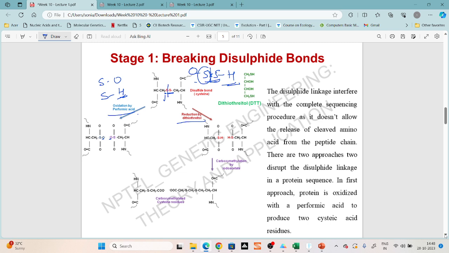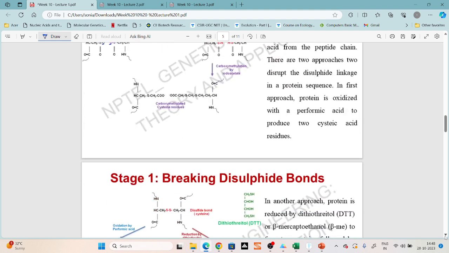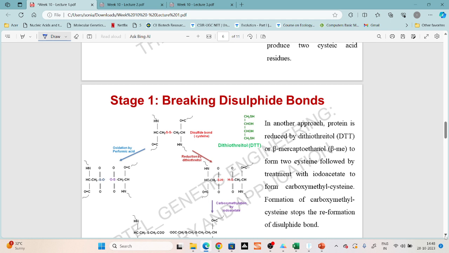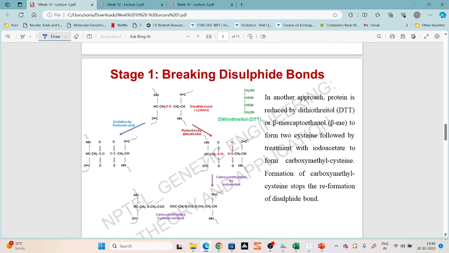Okay, so what happens is that there are chances that this disulfide bond can be reversed. That means it can form the disulfide bond again. So in that case you have to treat your broken two subunits with iodoacetate. Then there is no reformation of the disulfide bond. So in the case of oxidation, there are no chances of reformation of the disulfide bond.